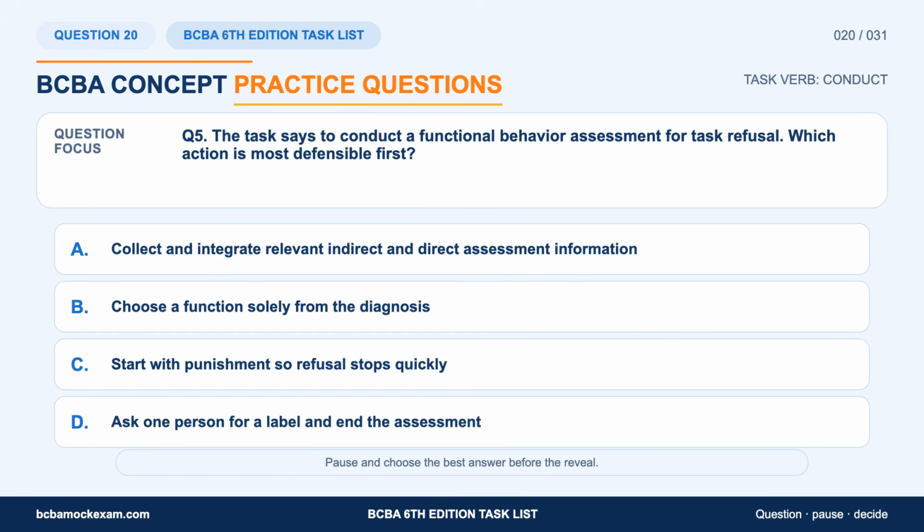Question 5. The task says to conduct a functional behavior assessment for task refusal. Which action is most defensible first? A. Collect and integrate relevant indirect and direct assessment information. B. Choose a function solely from the diagnosis. C. Start with punishment so refusal stops quickly. D. Ask one person for a label and end the assessment. Take a second pass. What must be true for each option to win?